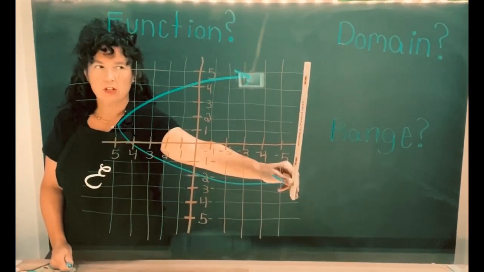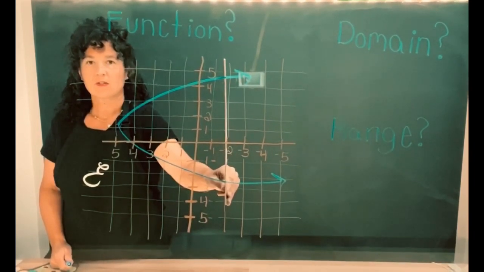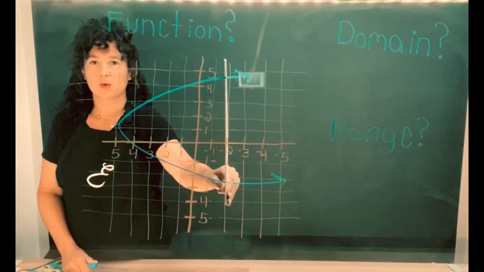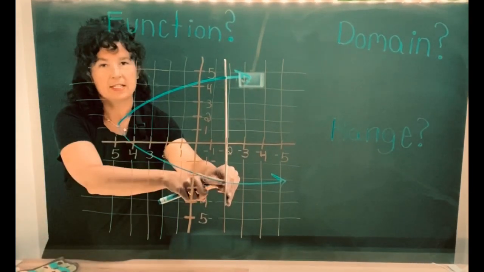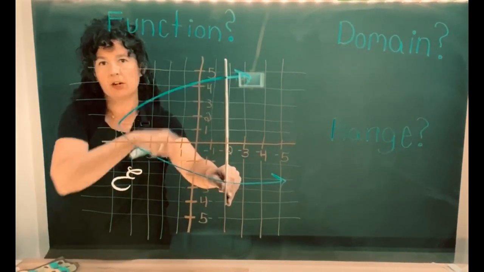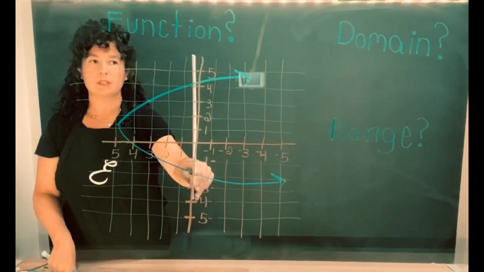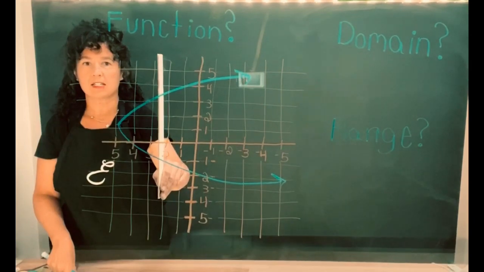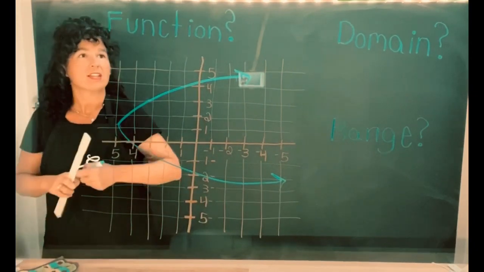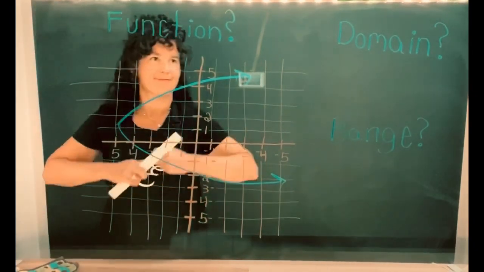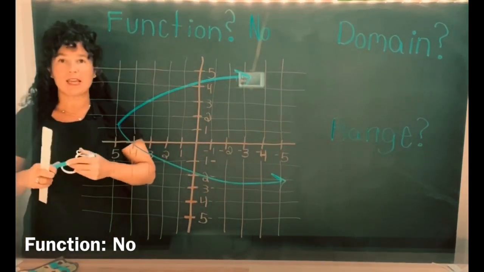As I move this vertical line from left to right, we can see that this vertical line is in contact with the graph at more than one point at the same time. It's in contact down here and up here at the same time. So this is not a function. This, of course, happens multiple times where we're in contact with more than one point at the same time. So it is not a function. I'm going to say no. All right, next, domain and range.